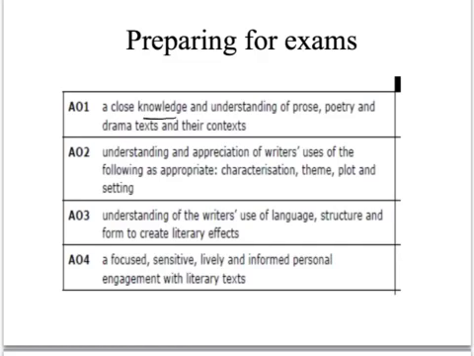A1, a close knowledge and understanding of prose, poetry and drama texts and their context. This is why the previous slides have been so important. You need to understand the context of the writing. The next AO looks at the use of characterization, theme, plot and setting. How are characters created? What themes are explored? What is the setting of the play? Setting is a concept we will have to talk about at some length, but it involves not only the actual physical location, but things like the time, the wider location, the city, the country, everything of that sort of nature.